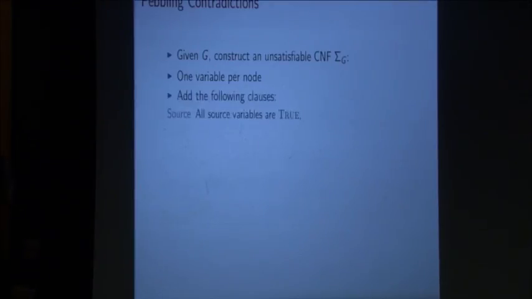The idea is that first I will allocate one variable in the CNF for every node in the graph G, and then we'll add clauses so that the following will be implemented. For every source on the graph G, I want the source variables to be true. I want this. And I want the truth values to propagate through the graph.